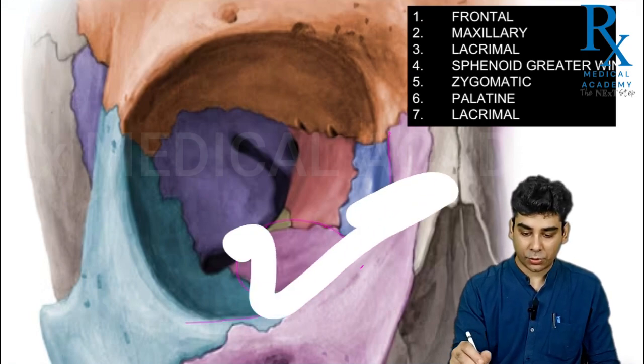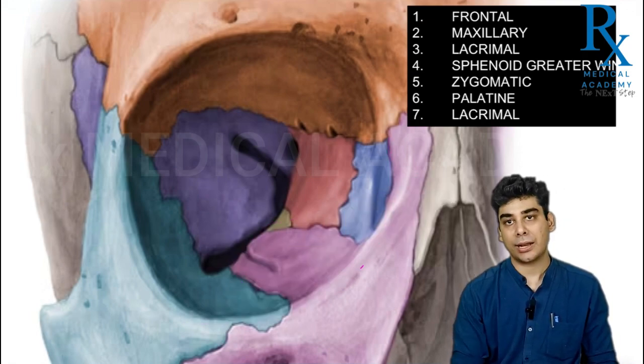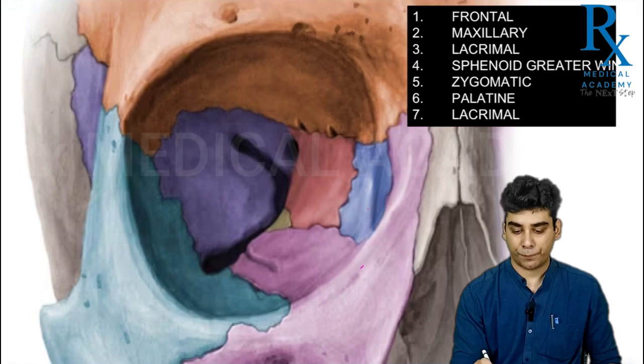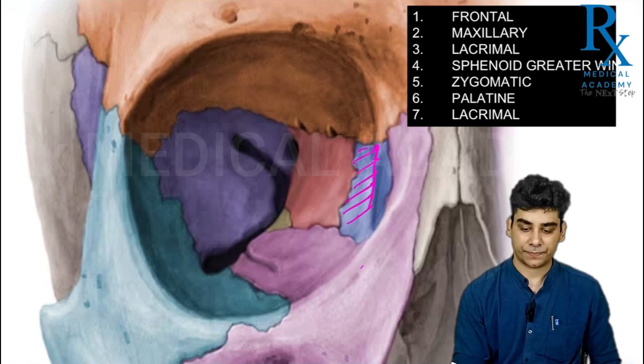Coming on to the next bone, which is the lacrimal bone. Now lacrimal bone is a small bone. It will contribute to making up the medial margin of the orbit over here, right? It will also form the anterior part of the medial wall of the orbit, right?